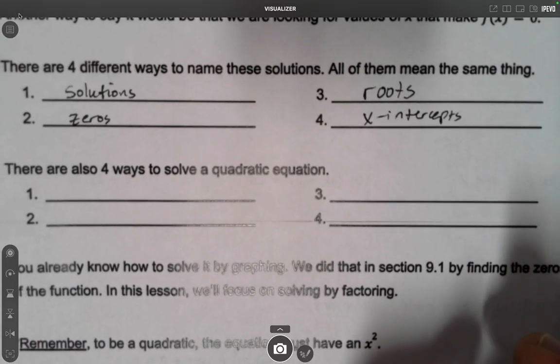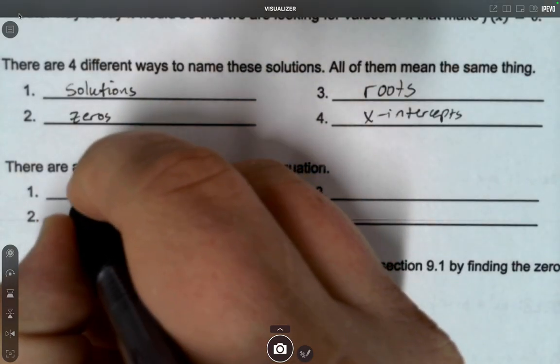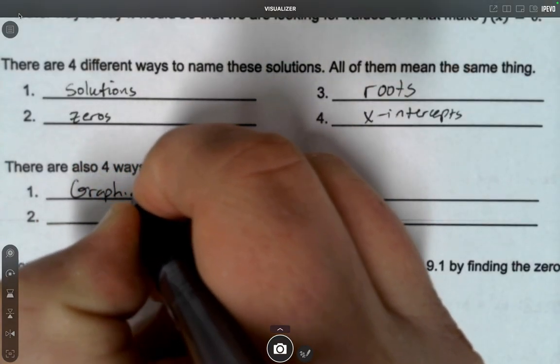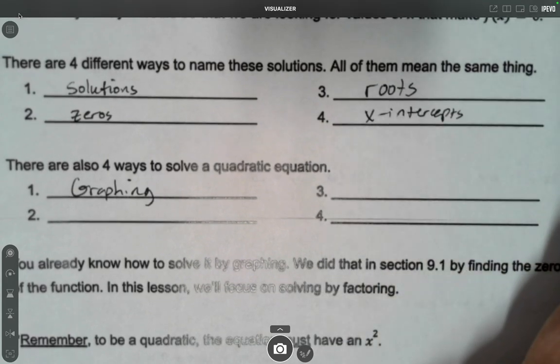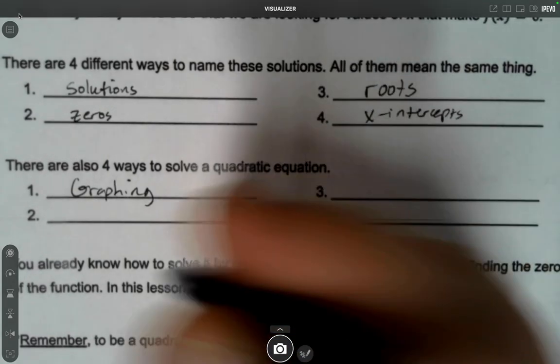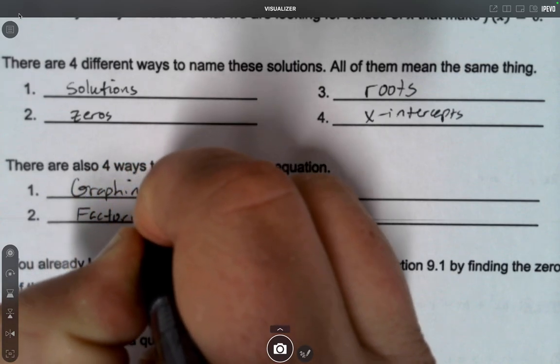Now, just like there's 4 names, ironically, there's 4 ways we can solve it. We can solve it by graphing, which we looked at in section 1, whereas if we have a graph, we can find the x-intercepts. Factoring, which is what we'll deal with today, how to solve by factoring.